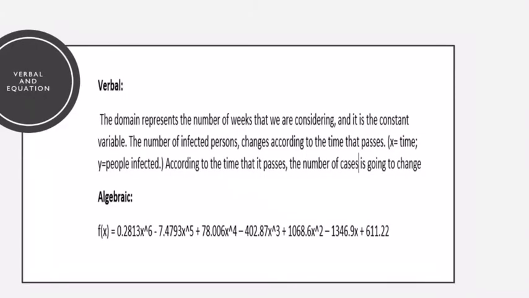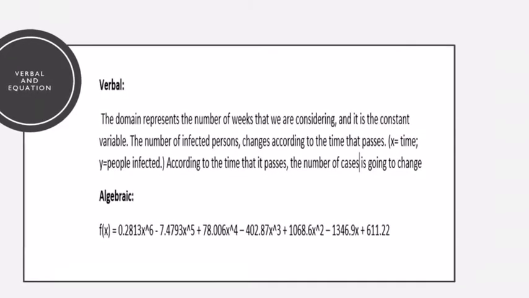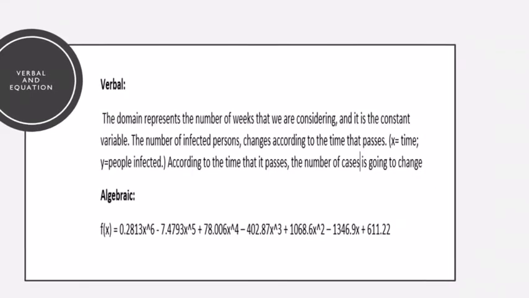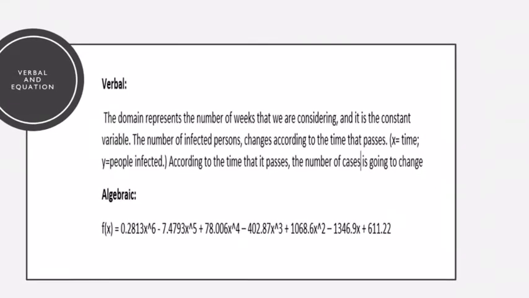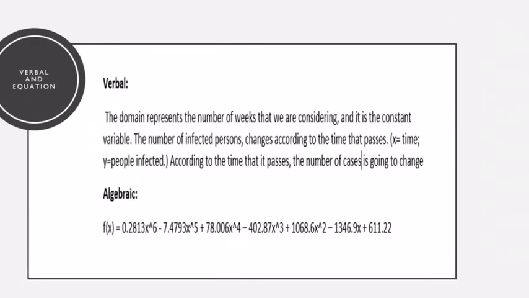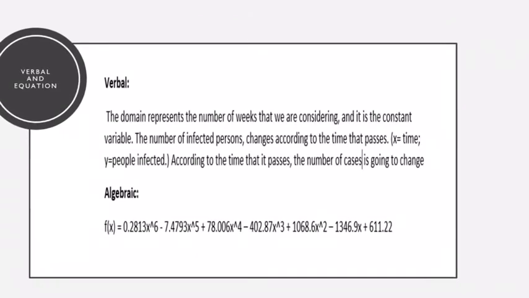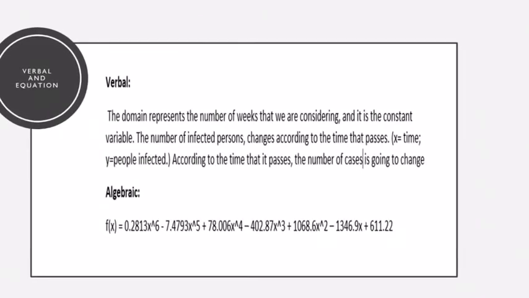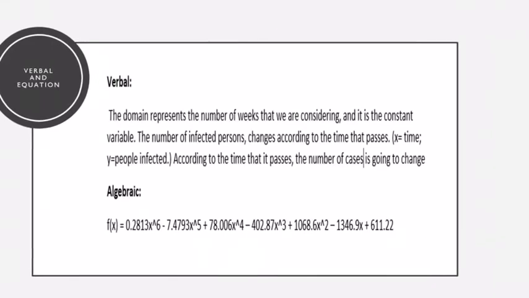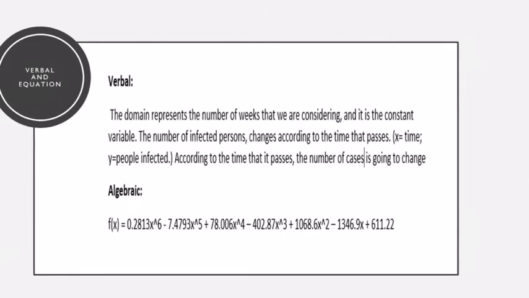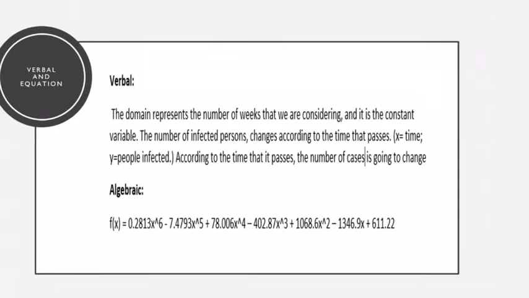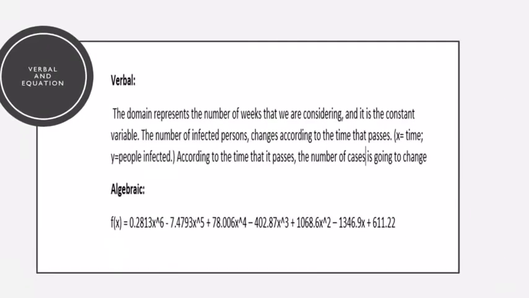The first two we have are the verbal and the algebraic one. The domain represents the number of weeks that we are considering, and it is the constant variable. The number of infected people changes according to the time that passes. According to the time that passes, the number of cases is going to increase and change. X represents the time and Y represents the people infected.